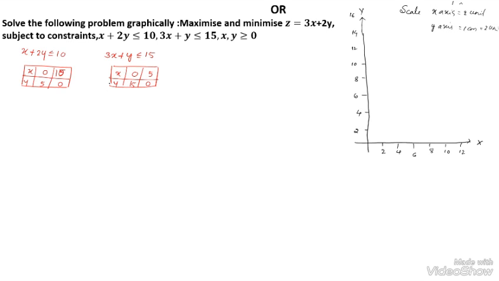Now, while taking these values in the equation, put x equals 0, then y becomes 5. Again, x becomes 10, y is 0. So I can draw the diagram here. Similarly, for the second graph, put x equals 0, y becomes 15. Again put y equals 0, x is 5. The diagram is here.